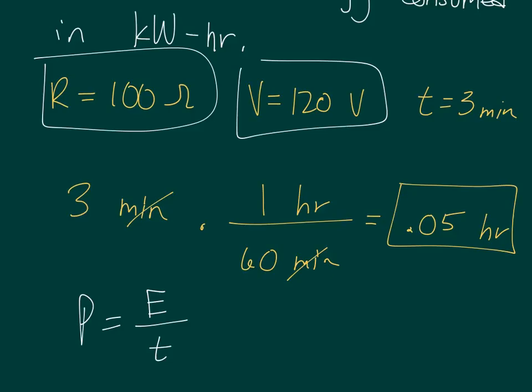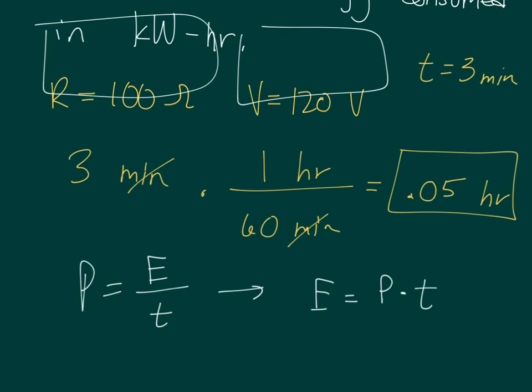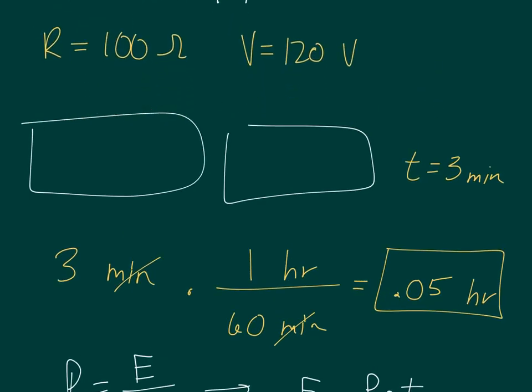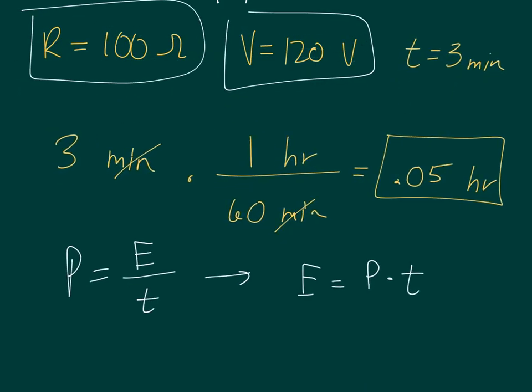I can calculate the power consumption. What formulas do I have to choose from for power consumption? There are 3 formulas. Which one will you choose for this problem? It's going to be P equals V squared over R. V squared over R. Why do you choose that?